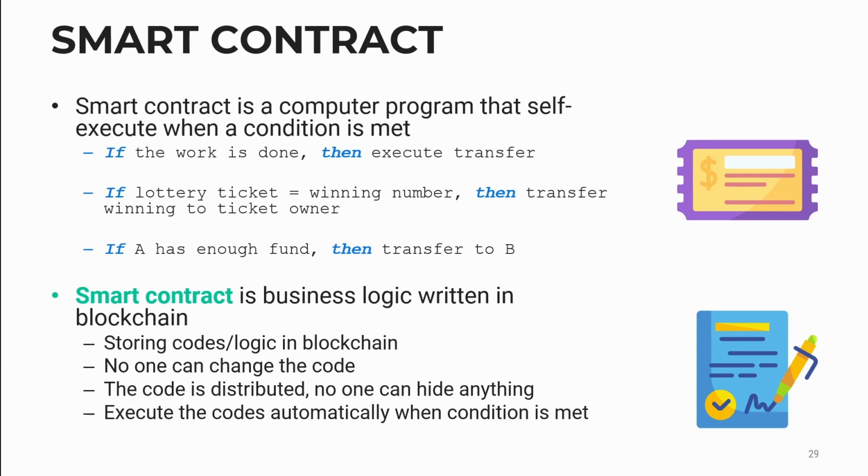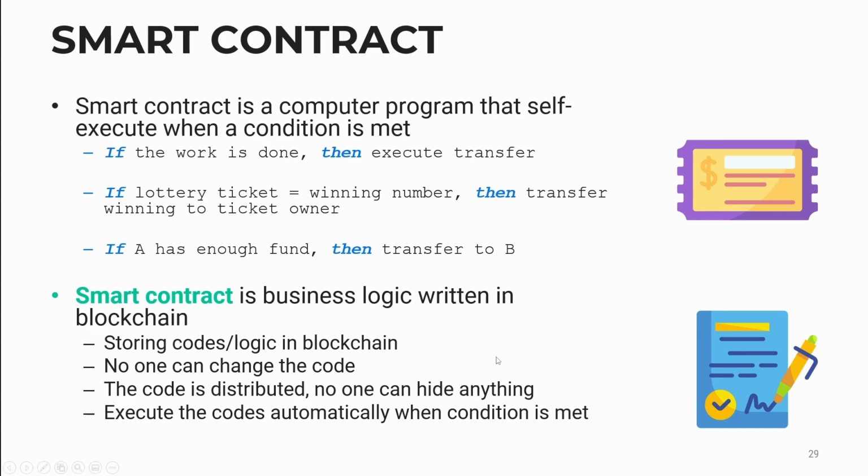A smart contract is a computer program that self-executes when a condition is met. For example, if the work is done, execute the transfer. If my lottery ticket is a winning number, then transfer the winning fee to my account or to the owner. Or if A has enough funds, then transfer to B. This logic is basically business logic written in a computer program, a computer script, and stored in a blockchain. Once this contract is written into the chain, nobody can change it because it is already embedded in a block in the chain.